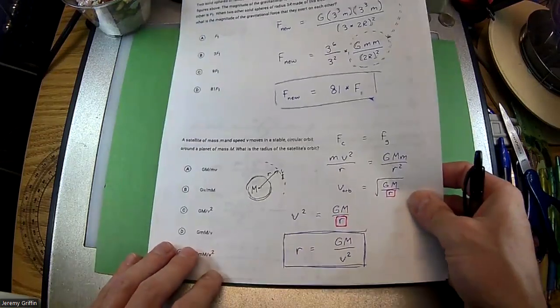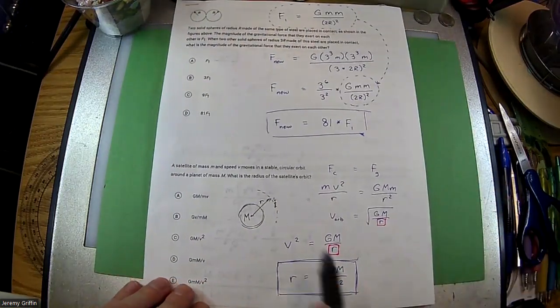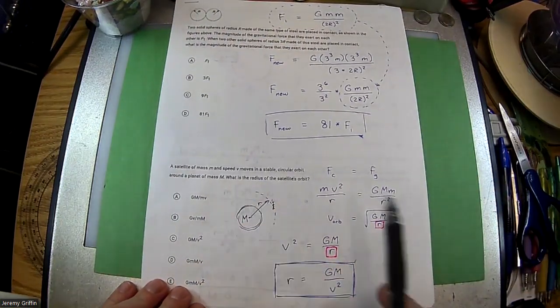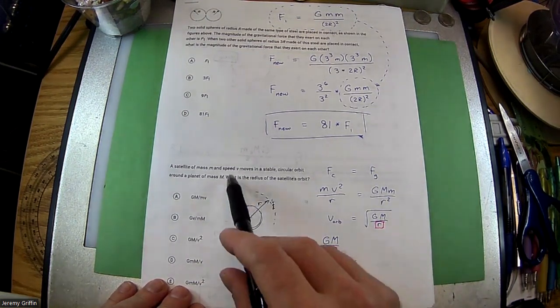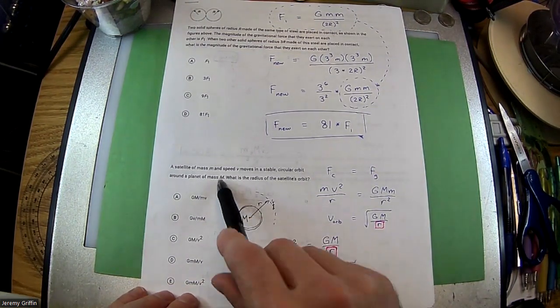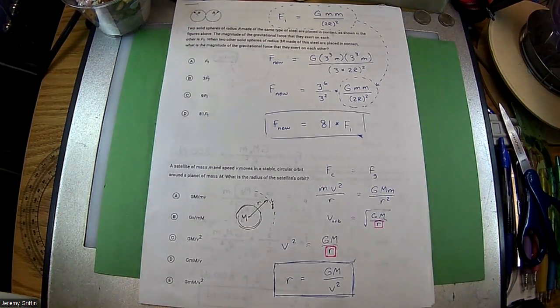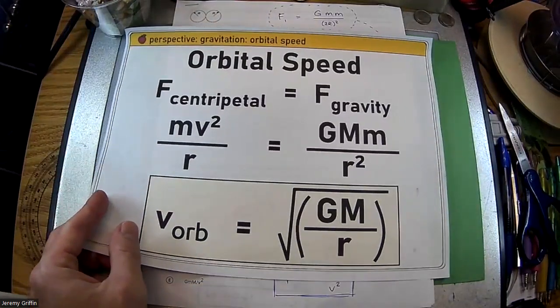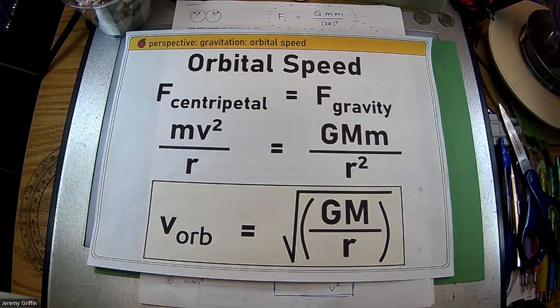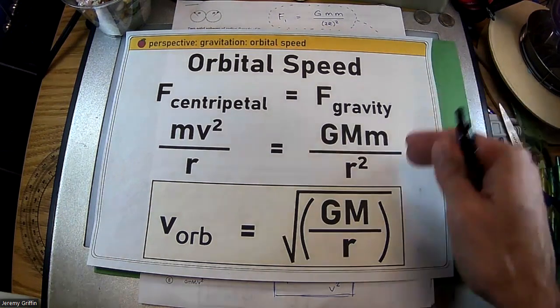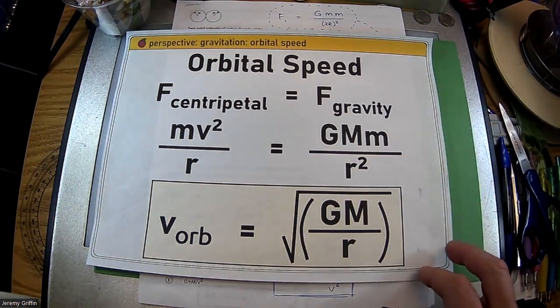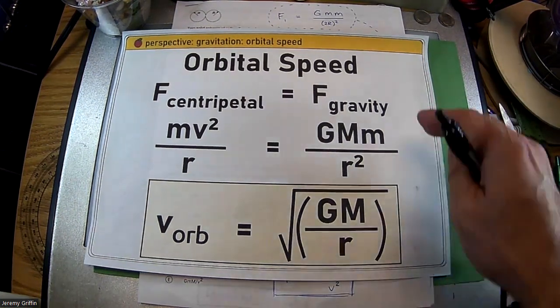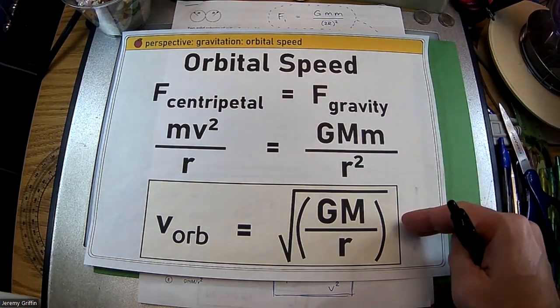A satellite of mass lowercase m and speed v moves in a stable circular orbit around a planet with mass capital M. What is the radius of that satellite's orbit? So for this one, how many times have you guys derived this in class? Pull out your notes. Can you derive orbital speed from scratch? Like I said, 1, 2, 3 steps, one by one. If this was a free response question, you definitely have to write down every single step.